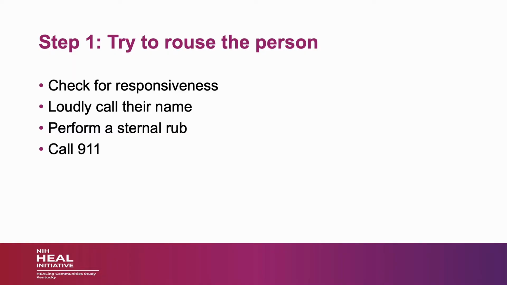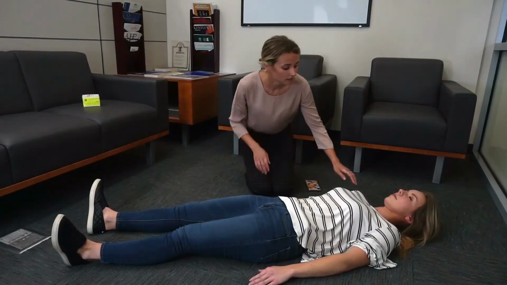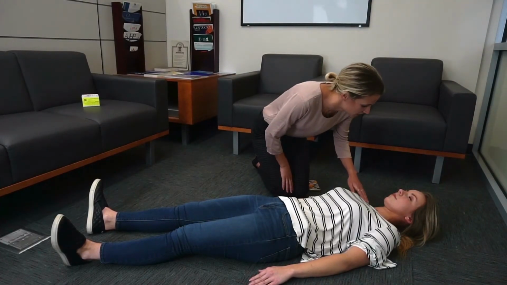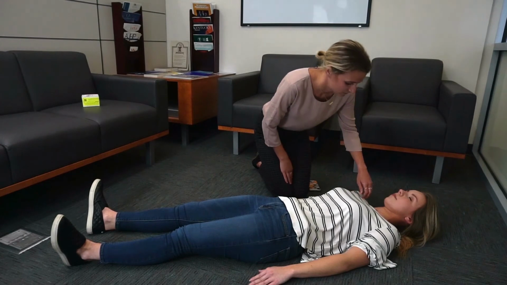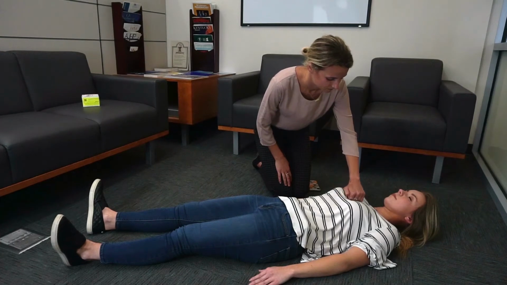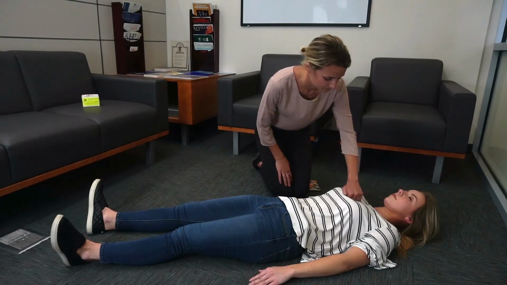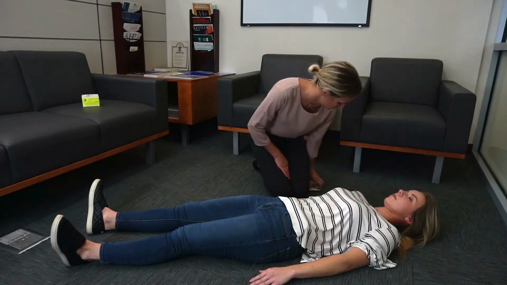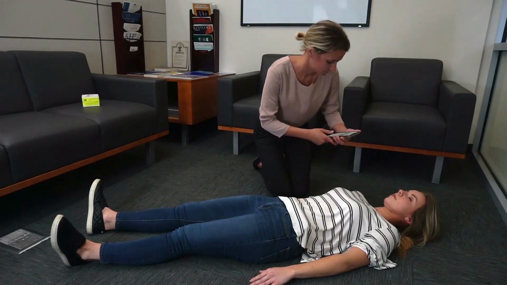Step 1, try to rouse the person. Call their name and ask if they can hear you. Firmly rub your knuckles up and down the center of their chest. Press hard. This is called a sternal rub. It is very uncomfortable and is the best way to check if a person can respond to you. If they do not respond to you, call for help and dial 911.